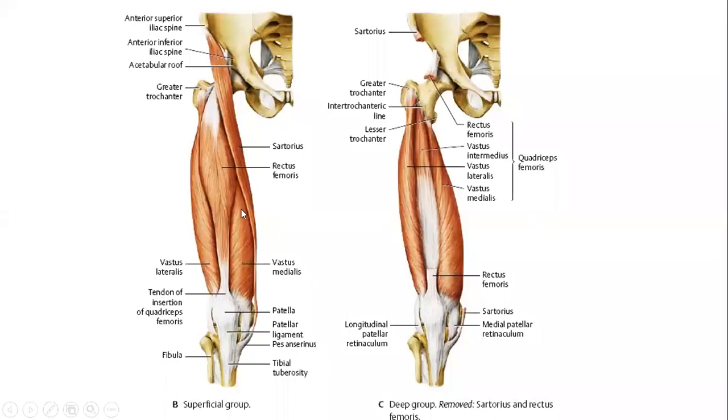And the second action of this rectus femoris is this one, because it also contributes to the main tendon. This is the main tendon of insertion of the quadriceps femoris. So through this insertion, through this tendon, it causes extension of the leg. See, not extension of the hip, not extension of the thigh, but extension of the leg. It causes straightening of the whole lower limb at the knee joint.